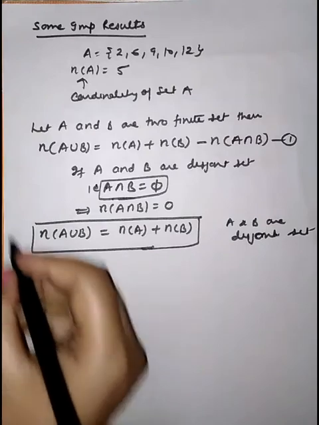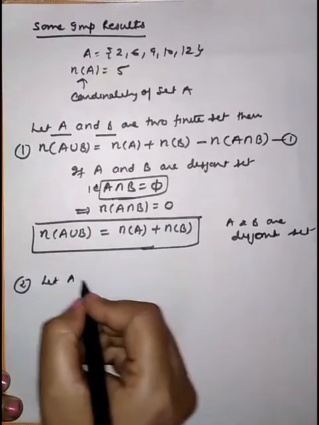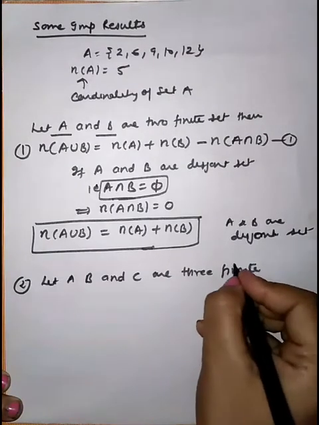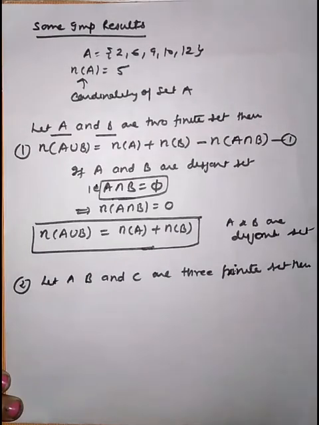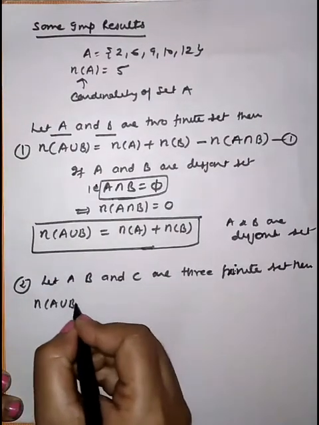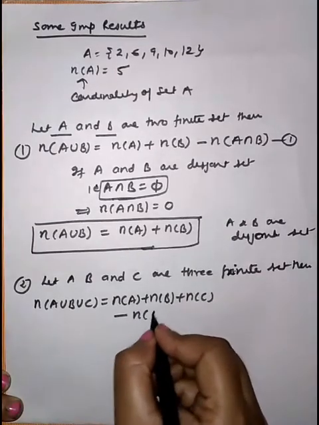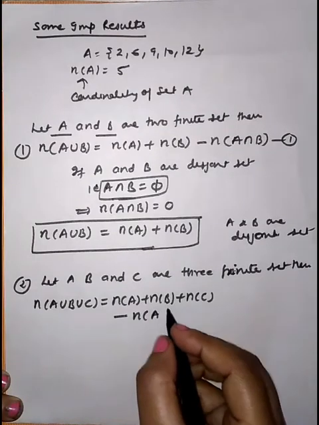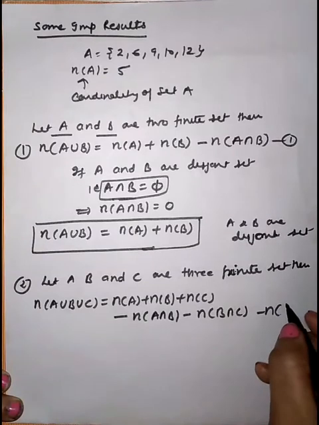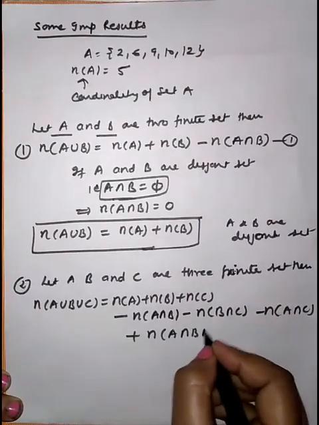That was for two sets. Now if we are taking three sets, suppose A, B and C are three finite sets, then the result is n(A union B union C) equal to n(A) plus n(B) plus n(C) minus n(A intersection B) minus n(B intersection C) minus n(A intersection C) plus n(A intersection B intersection C).